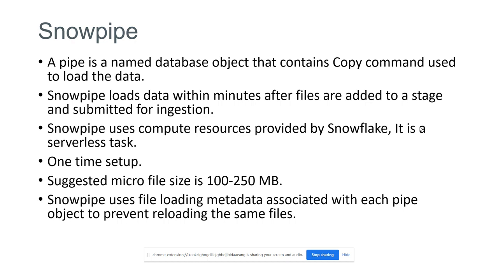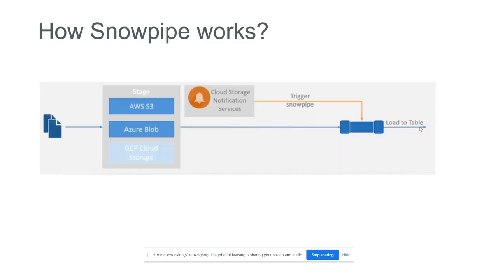Snowpipe is a named database object that contains a copy command which loads the data. Snowpipe loads data within minutes whenever files appear in the external cloud storage locations. Snowpipe uses compute resources provided by Snowflake, so we don't need to supply any virtual warehouse for this, and it's a serverless task. We have to do a one-time setup of notification settings whenever we need to set up a Snowpipe between an external stage and a Snowflake table. And the suggested micro file size is 100 to 250 MB. Okay, so this is about Snowpipe and how Snowpipe works.